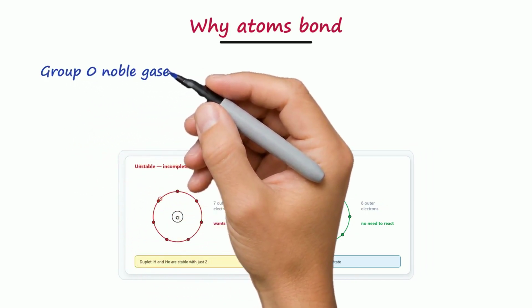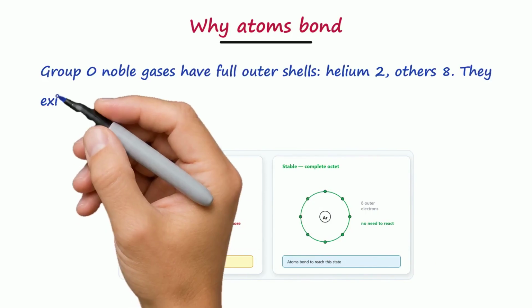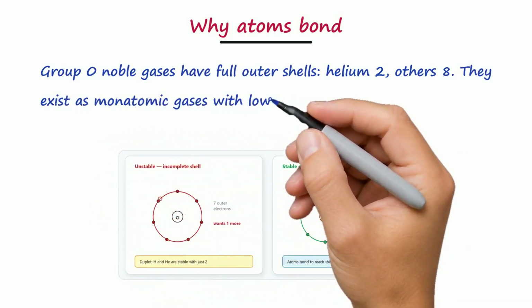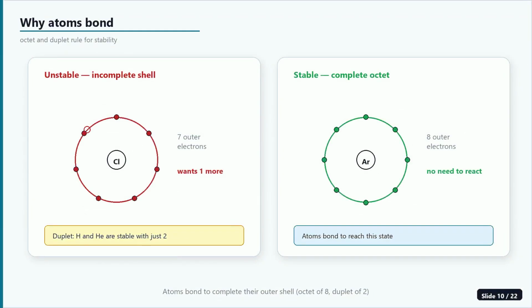Group 0 noble gases have full outer shells, helium 2, others 8. They exist as monatomic gases with low boiling points that increase with atomic size. Atoms bond to finish an outer shell, usually 8 electrons, or 2 for the smallest. Stability, not wanting friends, is the driver.